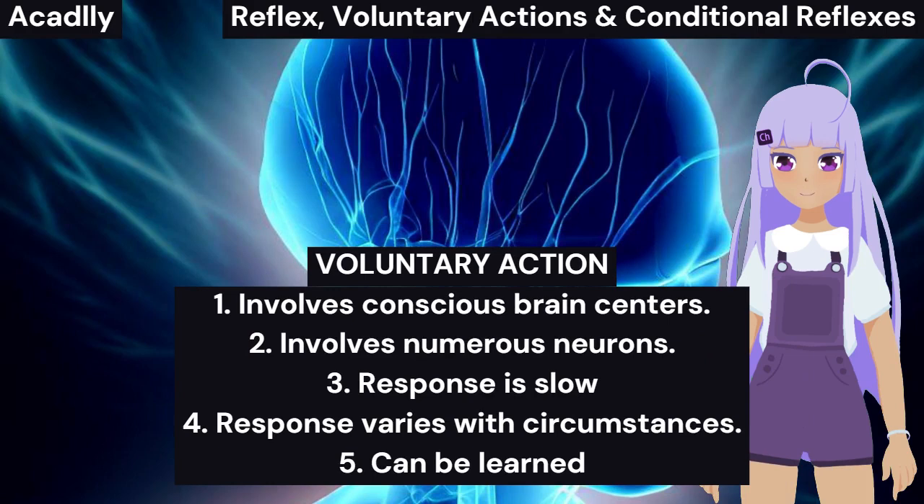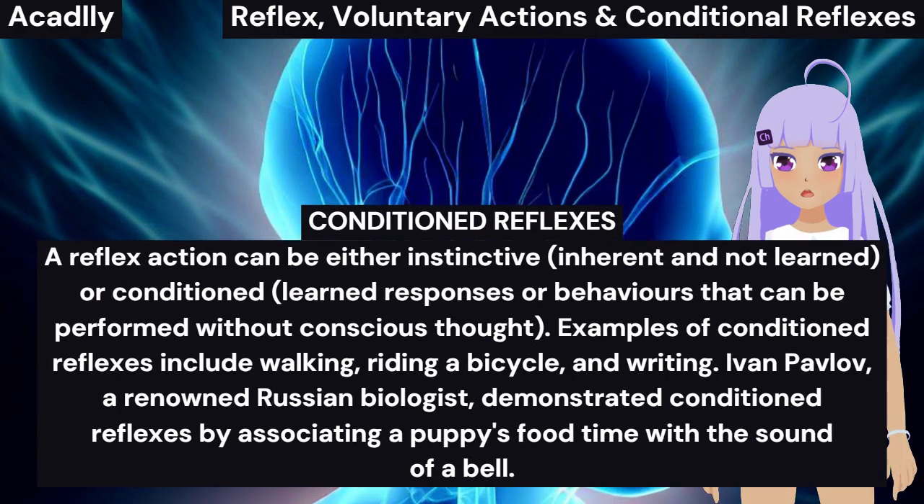Voluntary action. 1. Involves conscious brain centers. 2. Involves numerous neurons. 3. Response is slow. 4. Response varies with circumstances. 5. Can be learned.